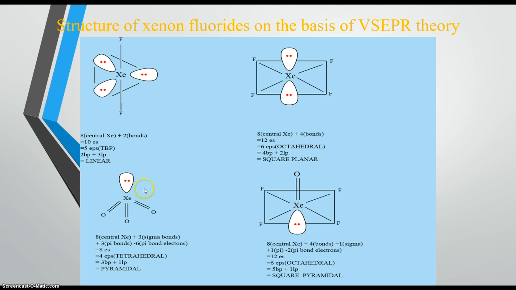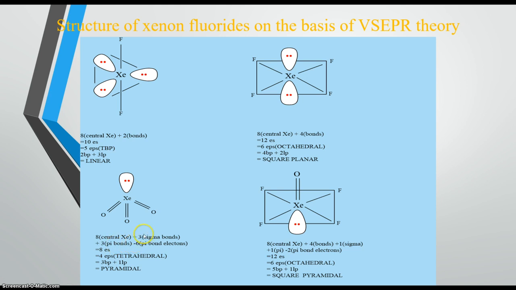In the third structure, xenon is the central atom, so it will have 8 electrons. It is making 3 sigma bonds. In the structure, 3 sigma bonds are there, so plus 3, and at the same time it is making 3 pi bonds with oxygen atoms, so plus 3 again, due to the formation of 3 pi bonds.